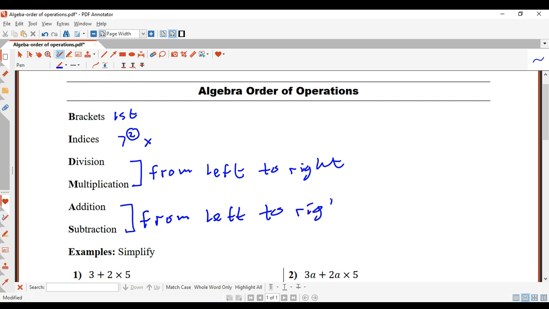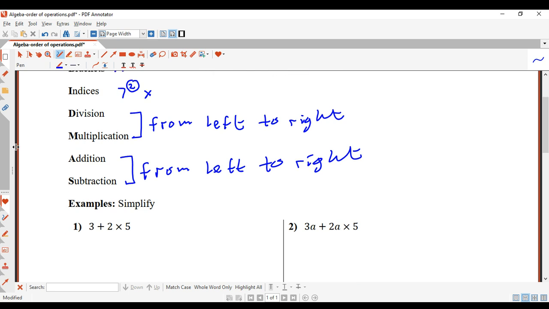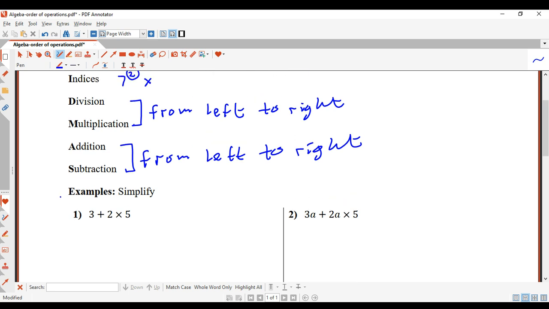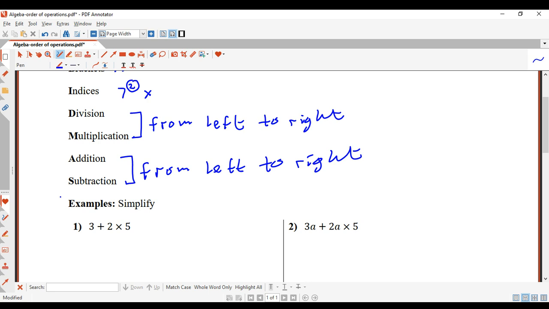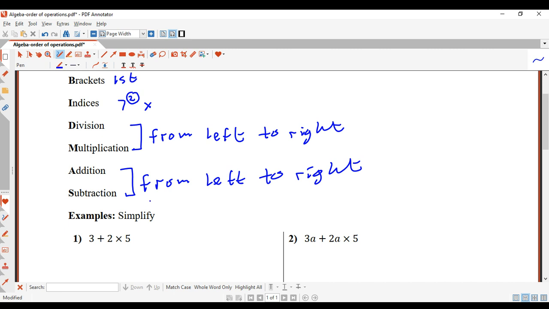Left to right. So let's have a look at the first example. All right, so we've got 3 plus 2 times 5. Now, there's no brackets, so you don't have to worry about that. So we go straight to the next step. Indices, there's no powers. Now, we do have a plus and a times there. Multiplication is done before any additions or subtractions. So we can do the times first. So you can have 3 plus 10, which is equal to 13.